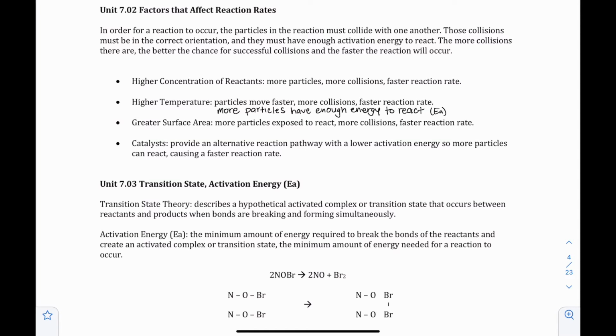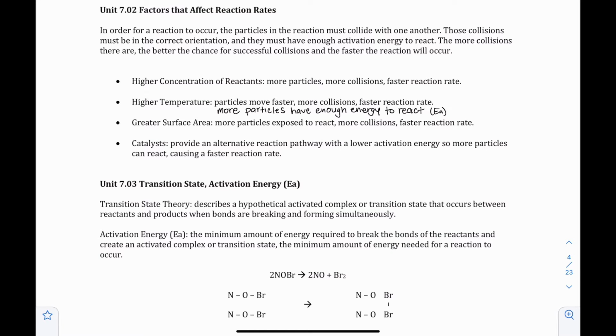In order for a reaction to occur, the reactant particles must collide with one another. Those collisions need to be in the correct orientation, and they need to have enough activation energy for the reaction to occur. The more collisions there are, the better the chance for successful collisions, and the faster the reaction will happen. The factors that affect the number of collisions, and therefore the reaction rate, are concentration, temperature, and surface area.